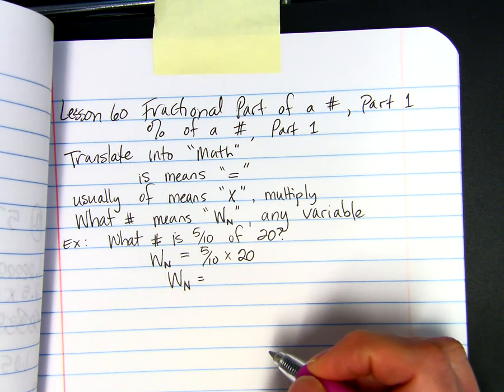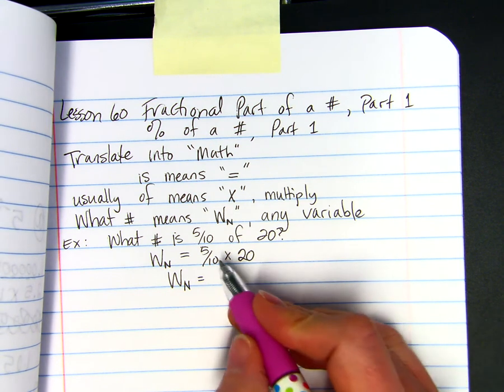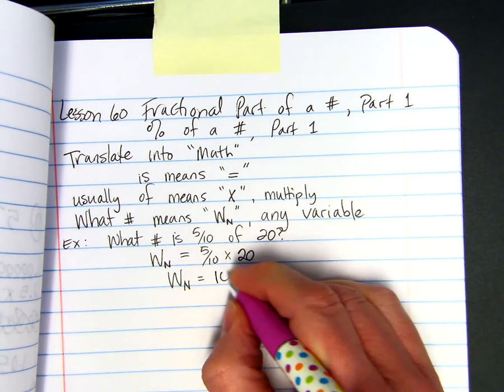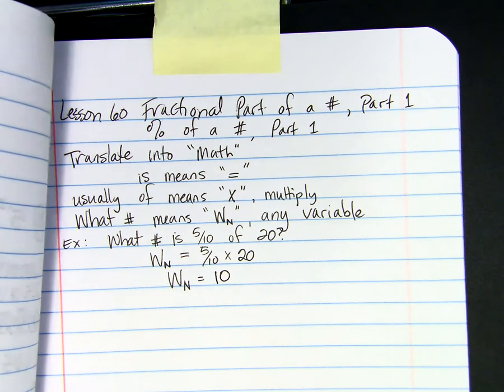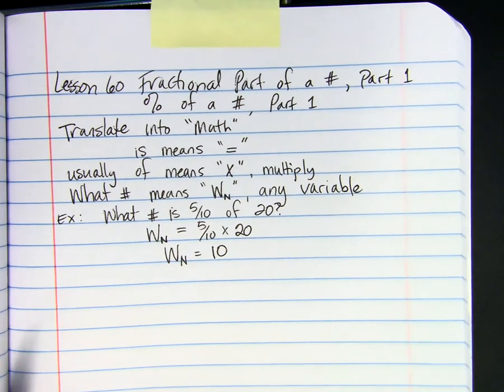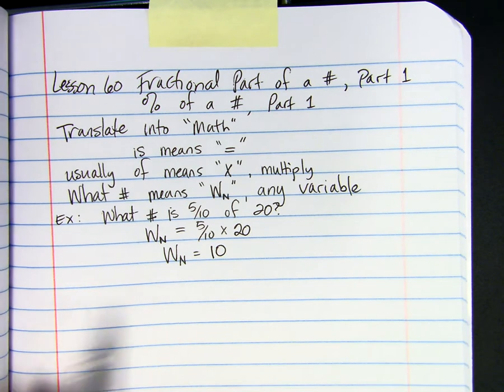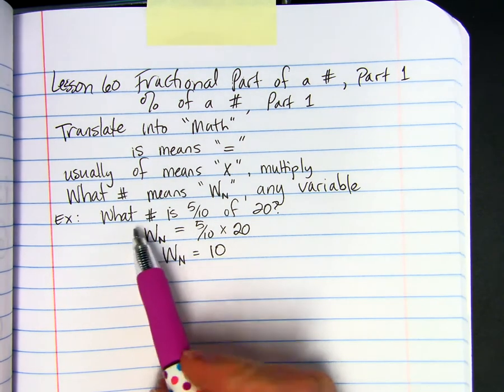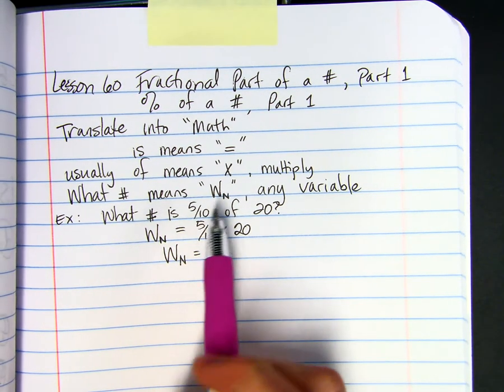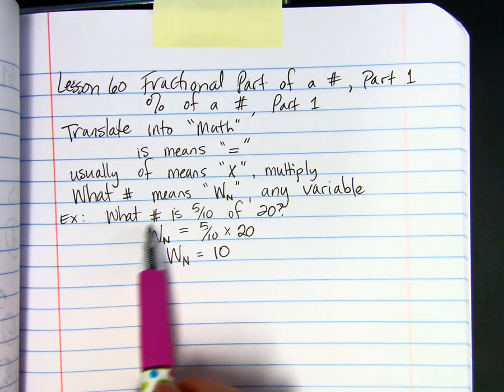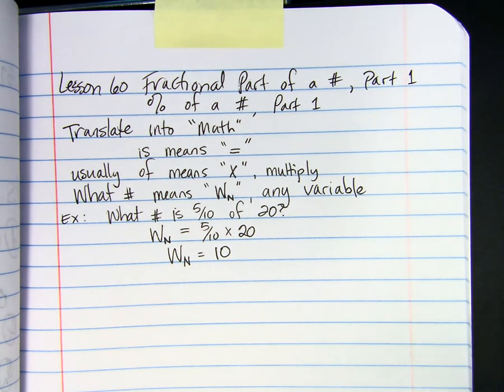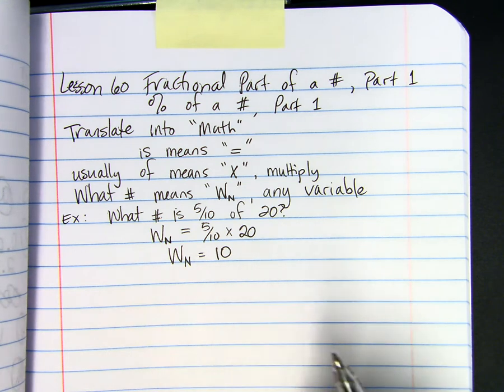So what number actually equals 2 times 5, so it's 10. You can switch 5/10 to 1/2. You can take 1/2 of 20. That would work, definitely. So all we did was translate. We're using our language skills, each part of the sentence or the question into math.